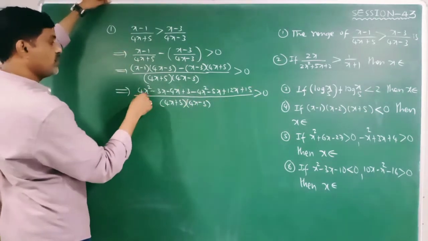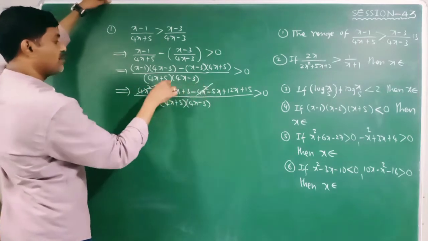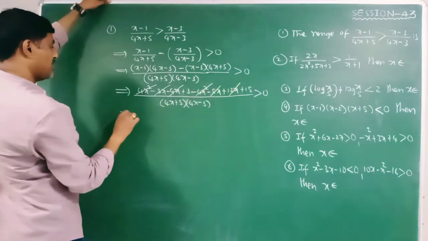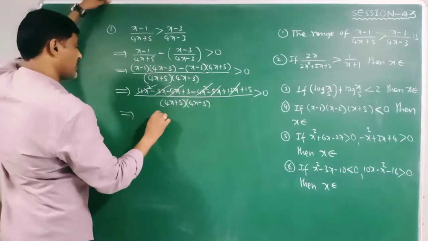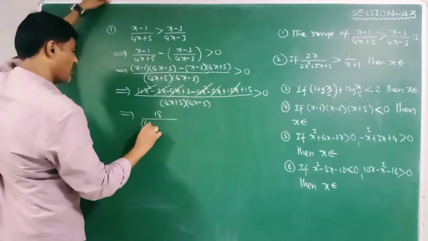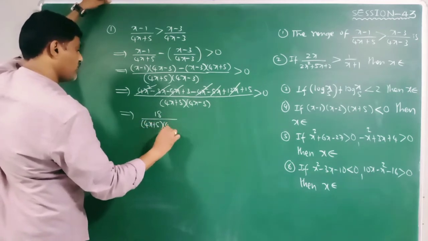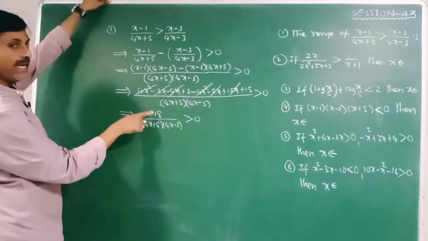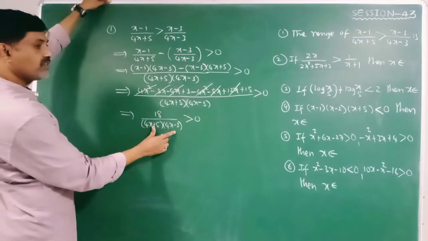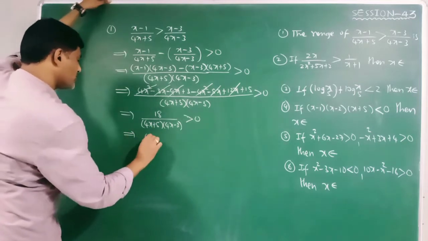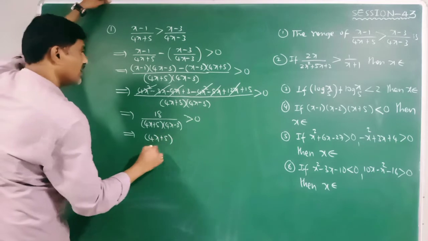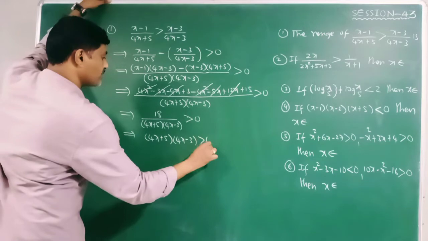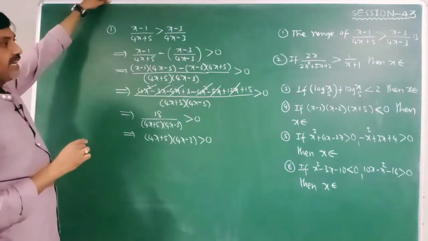Here 4x square cancels, and minus 3x, minus 4x, minus 5x, 12x cancel. Here we have 3 plus 15, 18, by (4x plus 5) times (4x minus 3), greater than 0, because 18 is already positive. Whatever is in the denominator should be positive. Therefore (4x plus 5) into (4x minus 3) is greater than 0.